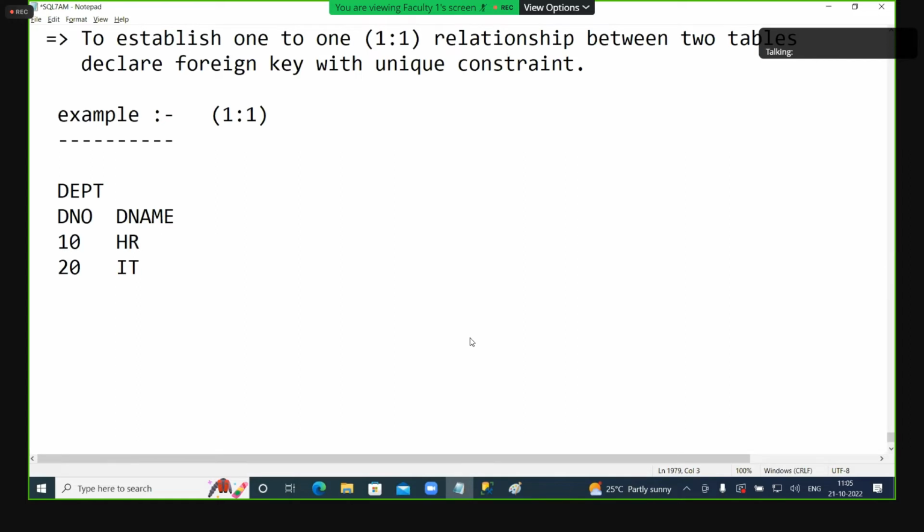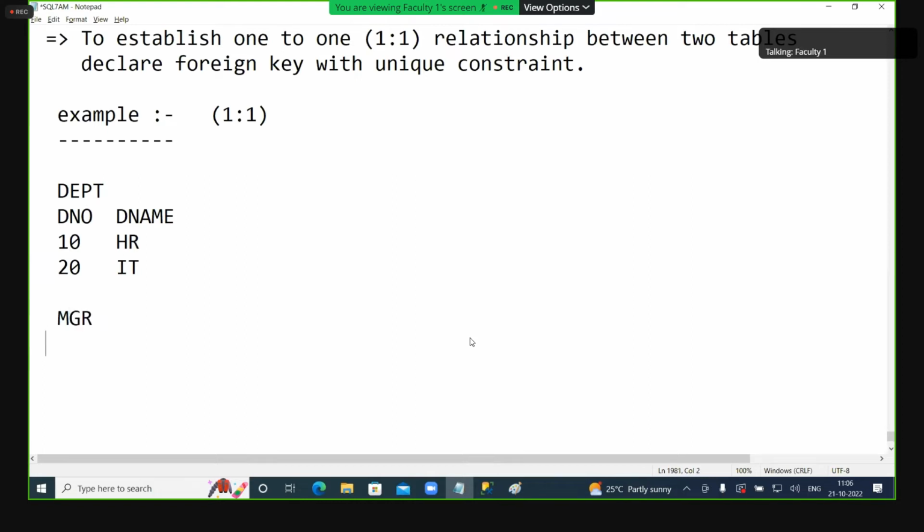In the department table, what is the primary key? Department number is the primary key. Once again, just see employees. What is the relationship between department and employee? One to many. One department can have many employees. The relationship between department and employees is one to many.